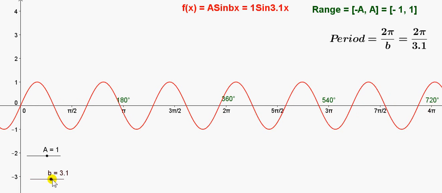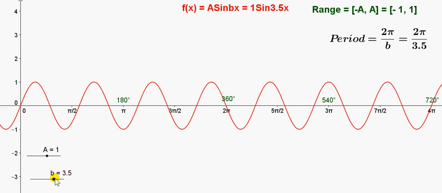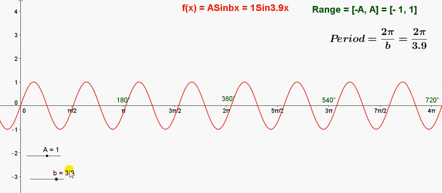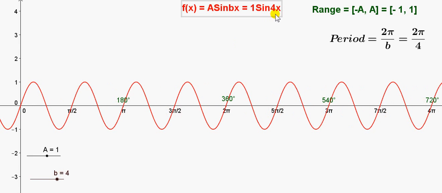So I'll continue on increasing b up to 4. So now we have the graph of sine of 4x. So the period is 2 pi divided by 4. Well, that's just the same as pi over 2 if we cancel this down. So here we can see the period. So this distance here is the period, the smallest interval over which the function repeats itself.